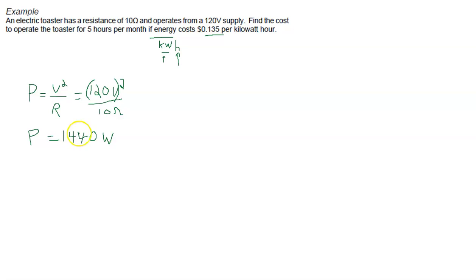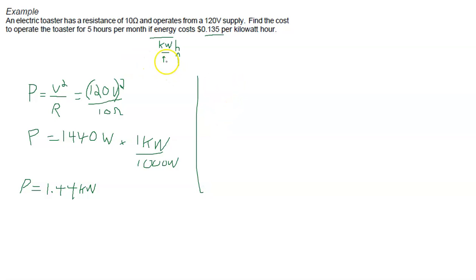Okay, so we want to write it as kilowatts, and so that means that we're going to multiply by 1 kilowatt over 1,000 watts. Watts cancels, and we're left with kilowatts. With our metric prefixes and engineering notation, you should be able to do that relatively quickly. But 1.44 kilowatts. And that should be a lowercase k. I've got an issue with that.